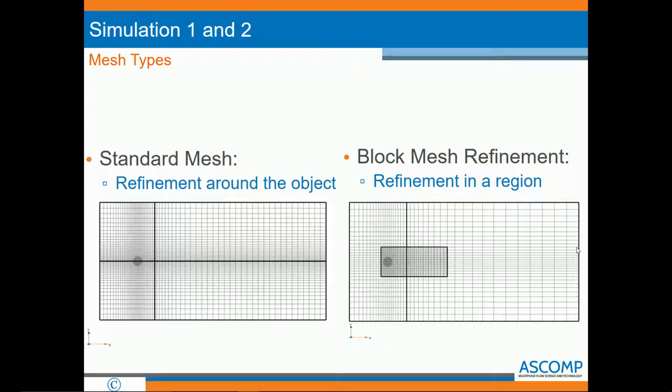Here I have shown a comparison of a standard mesh and a block mesh refinement. You can see here in the standard mesh, a refinement is created all around the object. This results in defined cells even far away from the object. Alternatively, you can use the block mesh refinement to specify a specific area where the cells will be refined. This reduces the number of cells required for the simulation. These will be the goals of our first and second simulation in the tutorial.